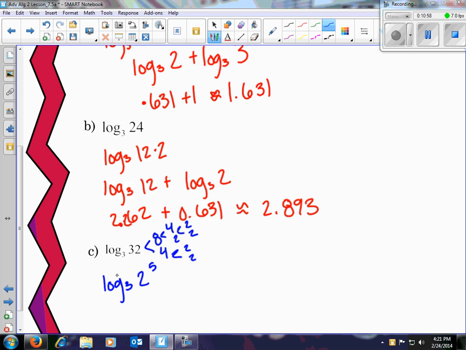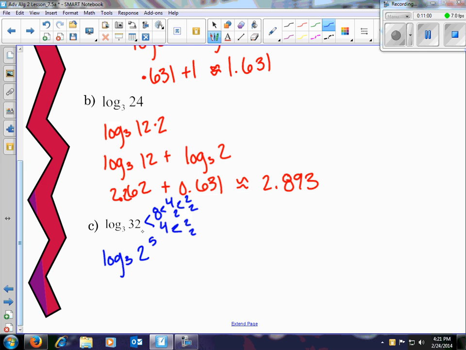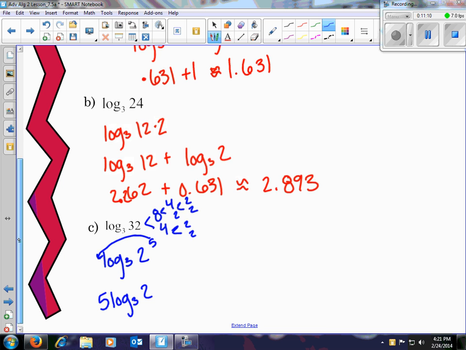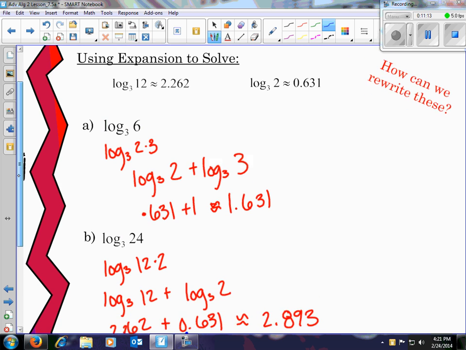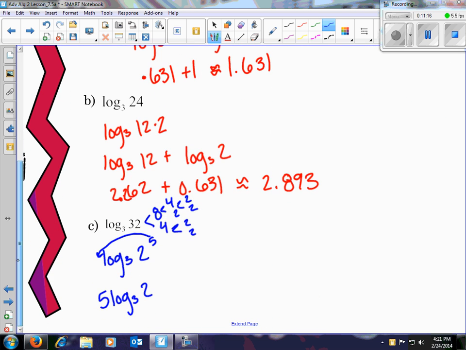Now I can use my power property and I can move this 5 to the front. So I have 5 times log base 3 of 2. Now I have log base 3 of 2, and log base 3 of 2, as we saw up here, was 0.631 approximately. So this is equal to 5 times 0.631, which is approximately 3.155.